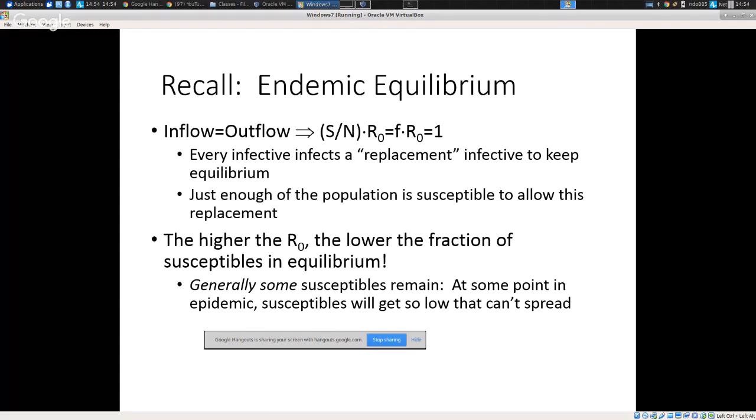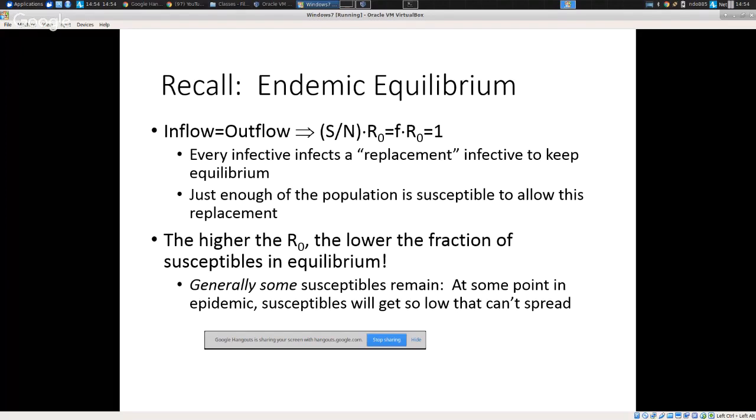If we achieve that, someone could come in with infection and they could land in the South Sudan airport, and we as a society don't have to worry about it. There are still susceptibles around. The fraction that are susceptible is just small enough that it doesn't stick, because F is less than 1 over R0. How did I get this again?